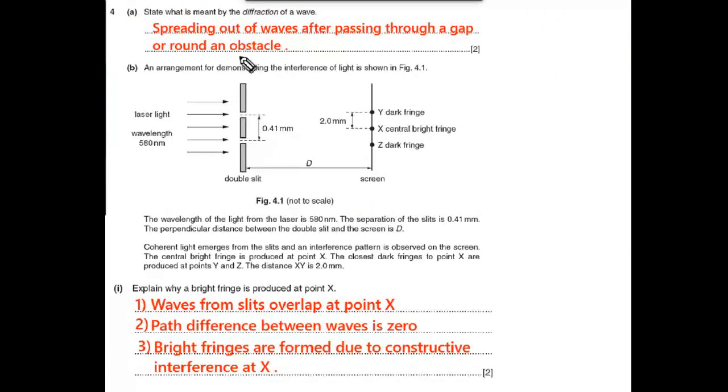So you see, the first thing the question was asking you is what is meant by diffraction of a wave. So diffraction of a wave simply means that if we have an obstacle, for example, we have this gap and these waves are coming, when these waves pass through this gap, they will spread out like this. So let me draw this a little closer.